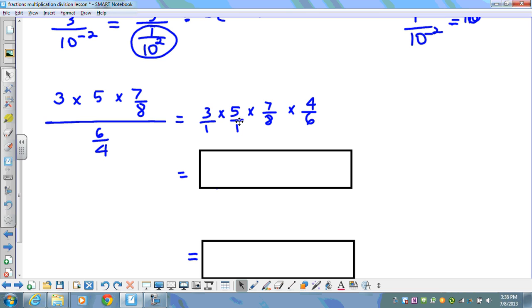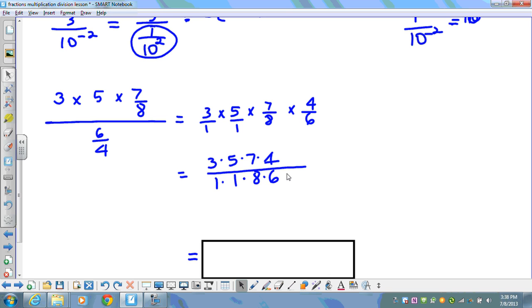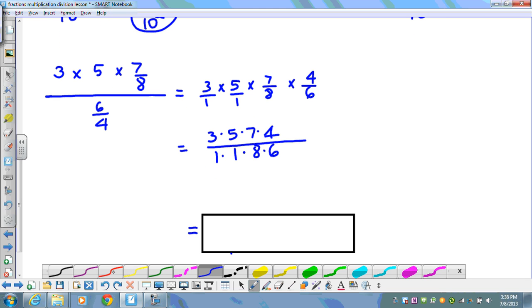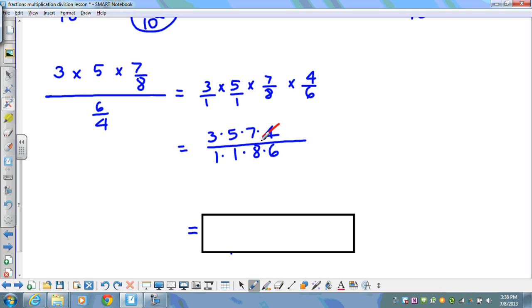And if you have a bunch of fractions being multiplied, you can multiply all the tops and divide everything by the product of the denominators. That's what I have, 3 times 5 times 7 times 4 on the top, 8 times 6 on the bottom. At this point, you could simplify it a little bit if you like, or just multiply them across. So for example, 4 goes into 8 2 times, 3 goes into 6 2 times. So here I have 35/4 as the final answer.